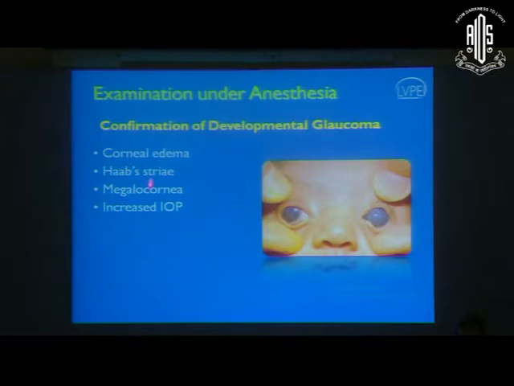If a child has corneal edema, Haab's striae, megalocornea, and increased IOP, we are almost sure that we are dealing with a child with congenital glaucoma.